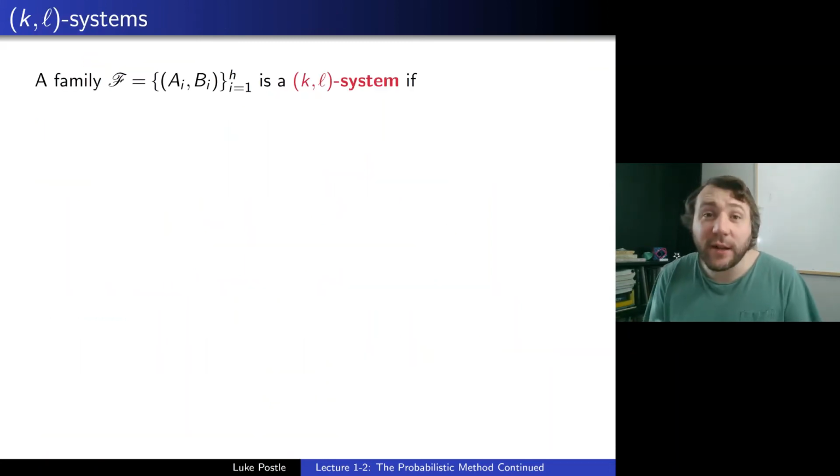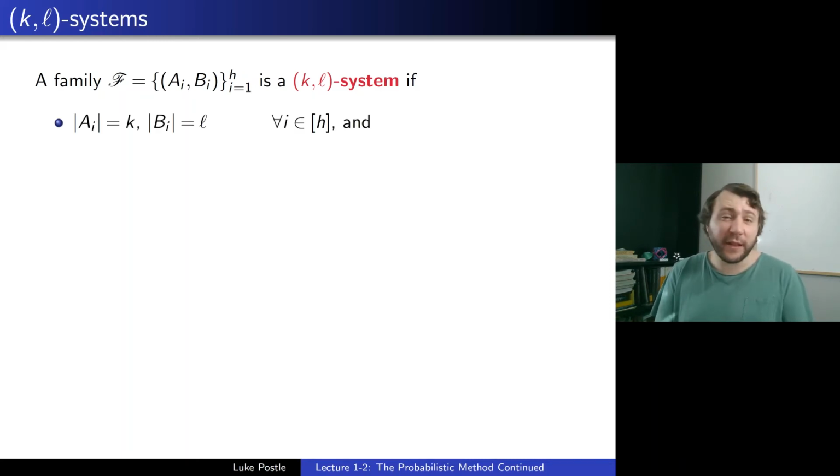But I wanted to turn to a combinatorial result that's of a different flavor. It's about bounds, but it's more structural, it seems, in some sense. But we're going to do a probabilistic proof about it. So here's the idea. A family F is called a KL system. So here it's pairs of sets A_i, B_i, i equal 1 to h. So you can think of this, again, as some kind of set system or equivalently hypergraph, if the A_i are of size K, the B_i are of size L. So we have K sets and we have L sets, so it's a KL system.